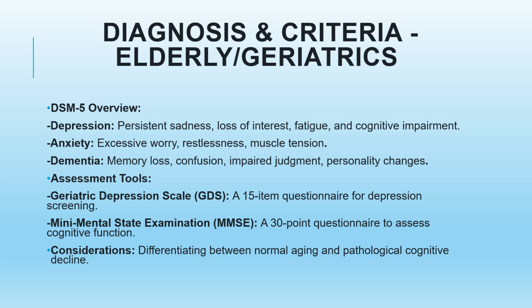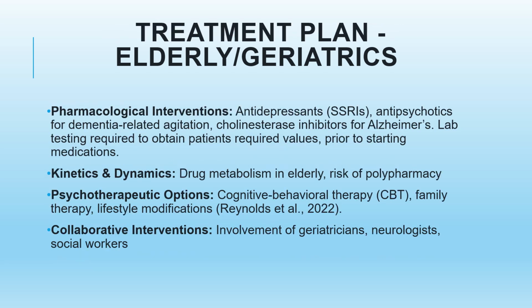health issues. Considering pharmacological interventions for some of the treatment plans, we have antidepressants such as SSRIs, antipsychotics for dementia-related agitation, and then cholinesterase inhibitors for Alzheimer's. Lab testing is required before the starting of these medications, as some baseline labs are needed, such as CBCs and liver function tests, sometimes even the EKG.